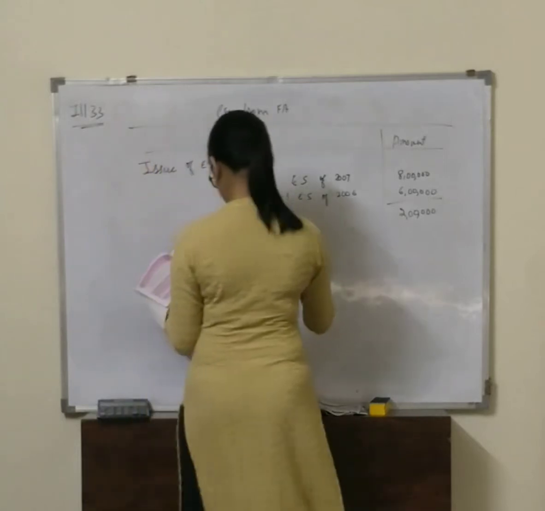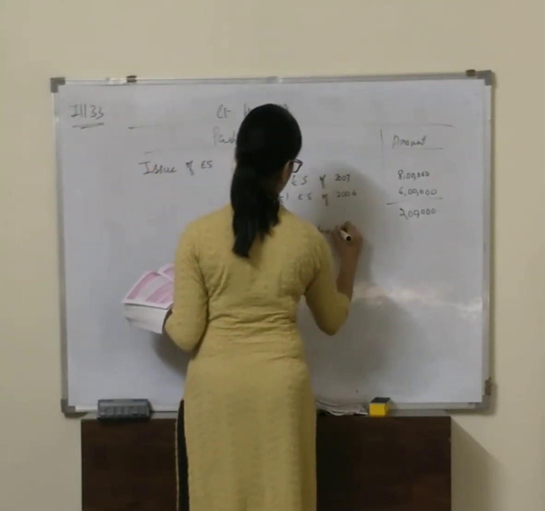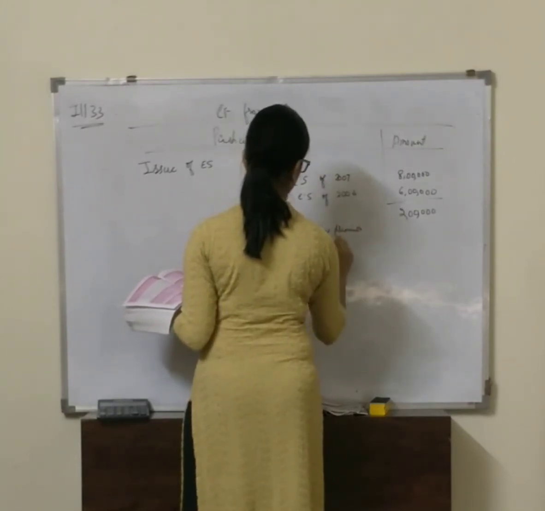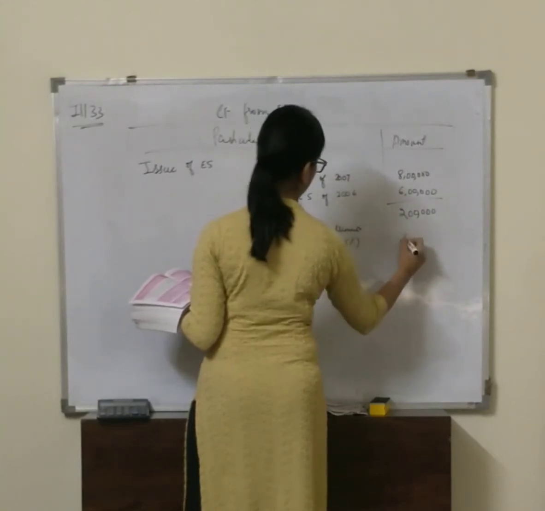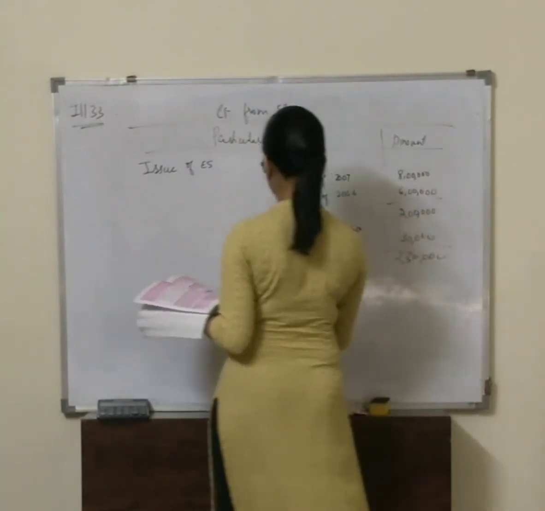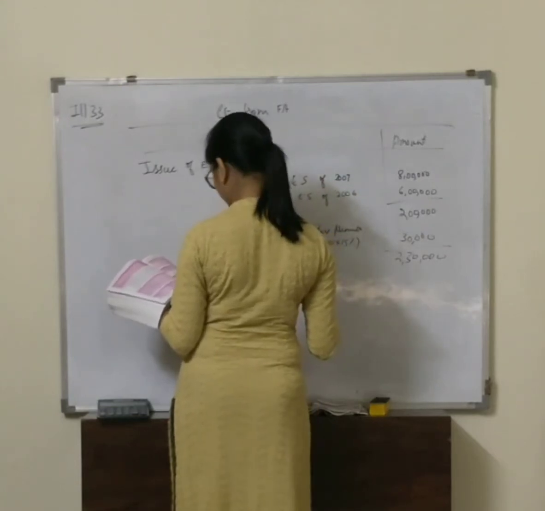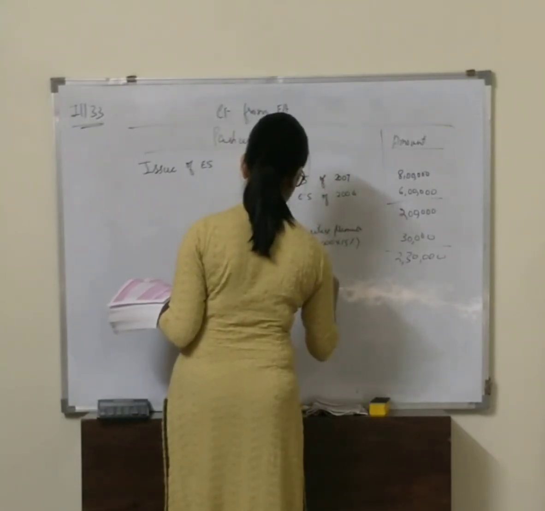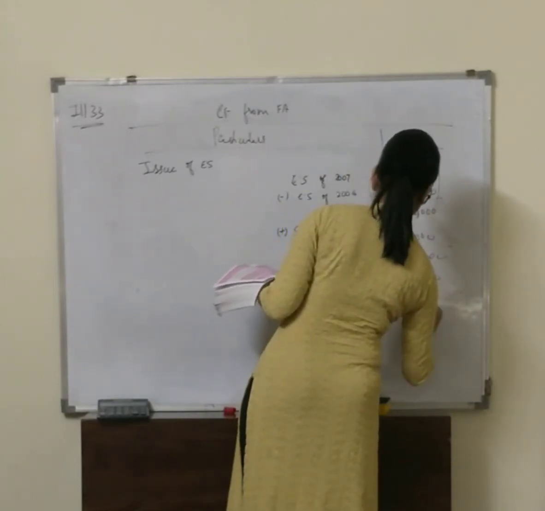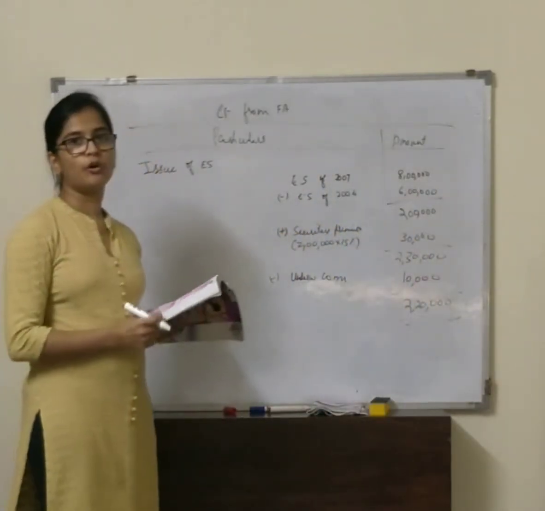Then we add securities premium, in bracket 2 lakh into 15%, we get 30,000. And then there is a underwriting commission of equity shares. Point number 7. Underwriting commission. It is 10,000. So 2,20,000 is a proceeds from issue of equity shares.